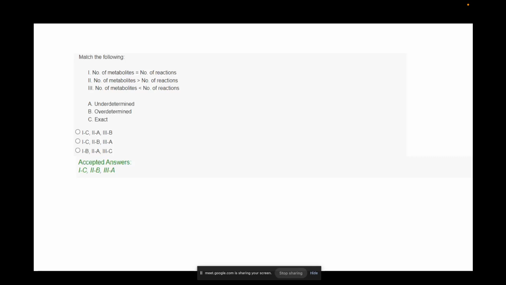So if you have the number of metabolites greater than the number of reactions, it's overdetermined. And if you have the number of metabolites lesser than the number of reactions, it's underdetermined, because you have more solutions possible for that particular condition compared to an overdetermined solution, right?